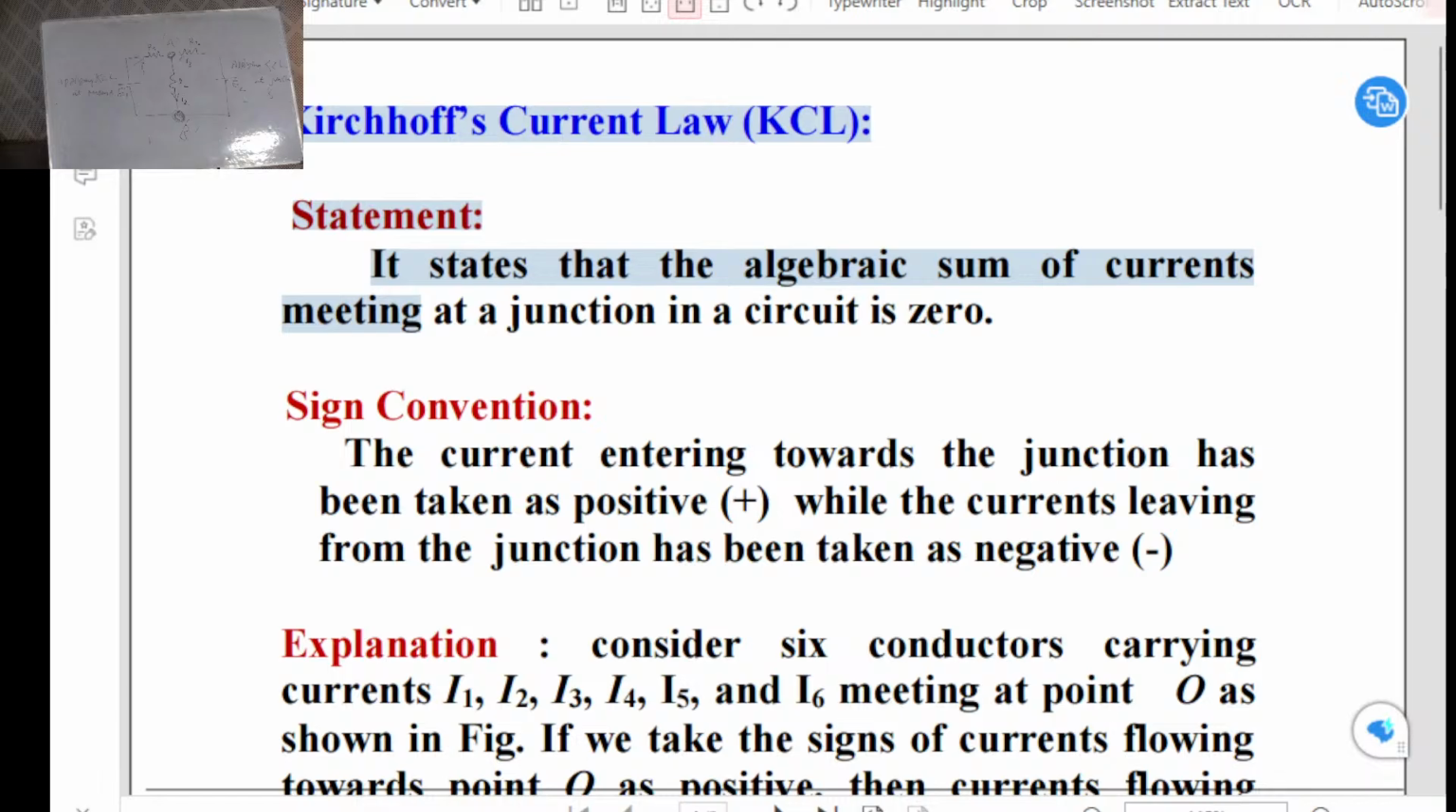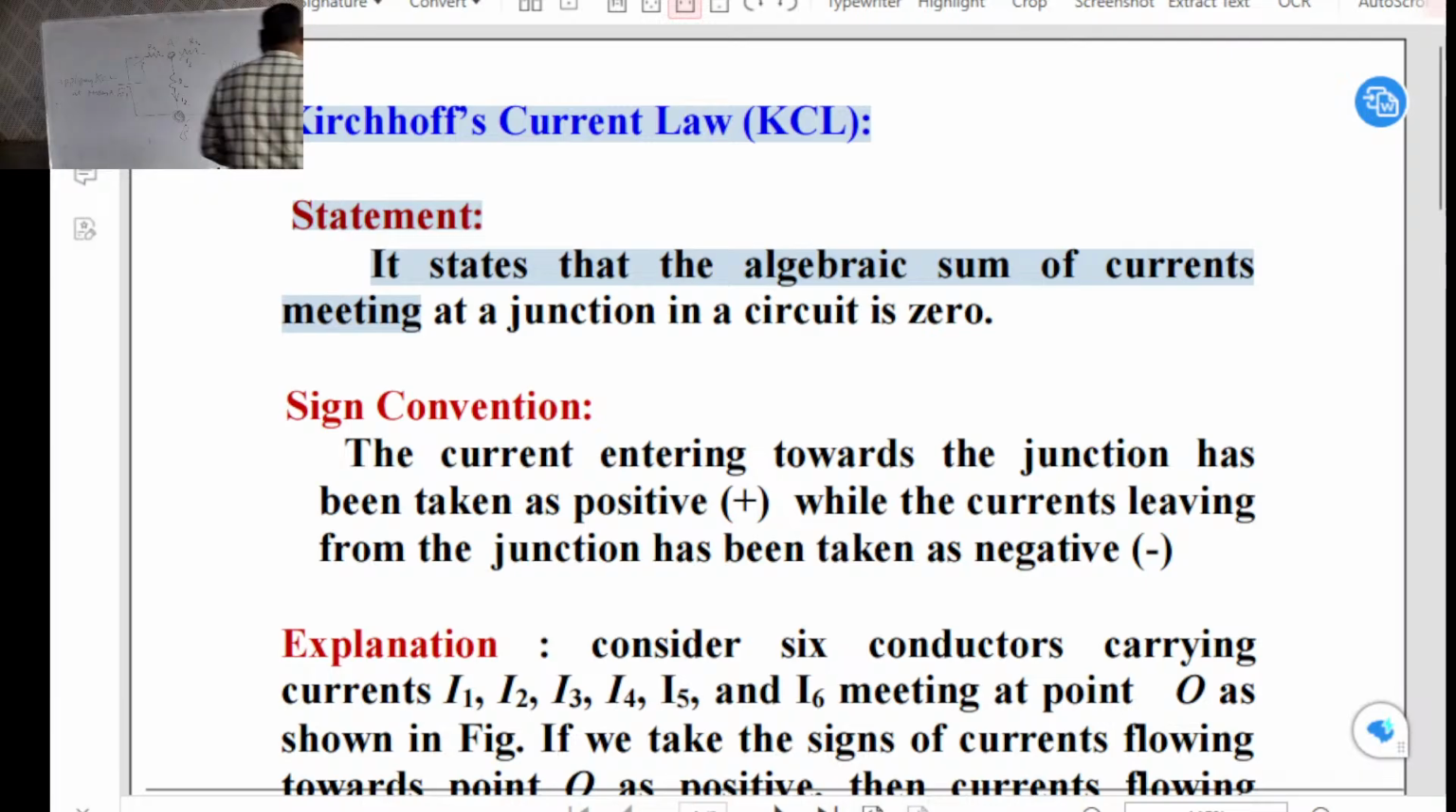Toward the junction is taken as positive, away from the junction is taken as negative. In some textbooks, foreign author books, toward the junction is taken as negative, away from the junction is taken as positive. Any can be taken. But as for Indian books, we'll go for the first method only. What is the first method? Toward the junction is positive, away from the junction is negative. We follow this one only.